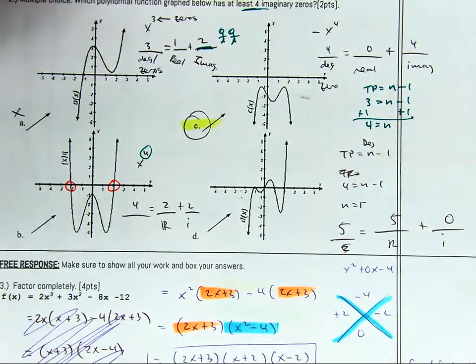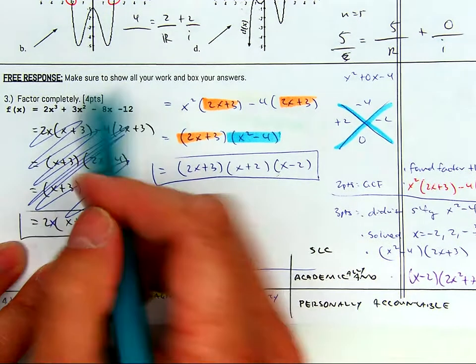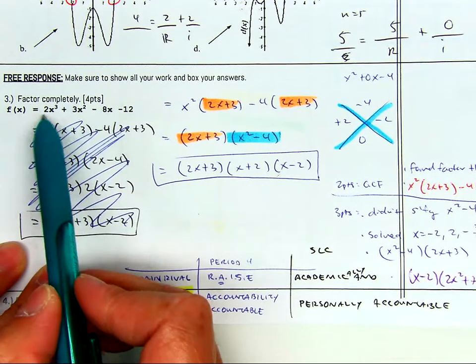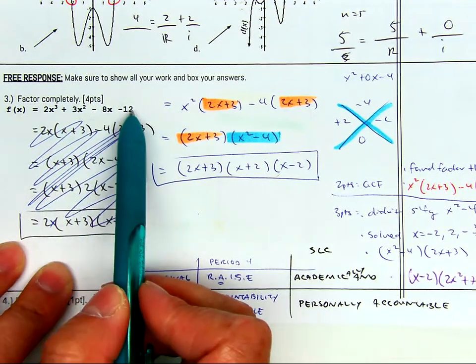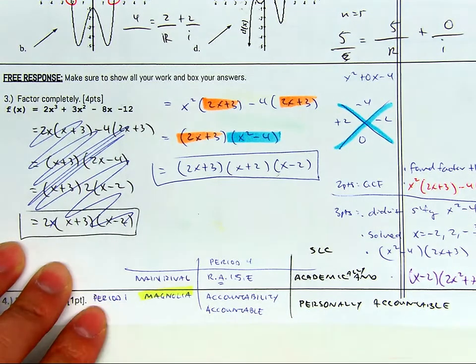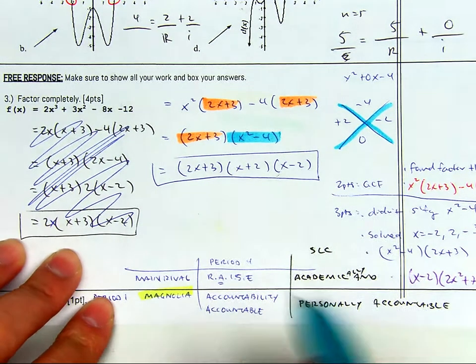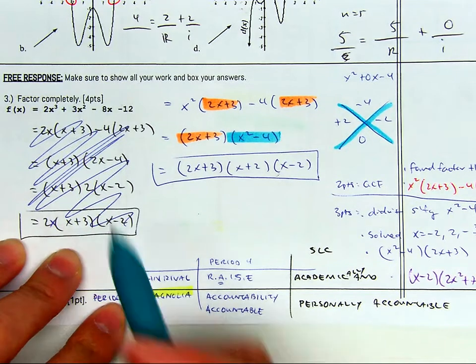Question number 3. It asks you to factor completely 2x to the third plus 3x squared minus 8x minus 12. I'm going to count the number of degrees, 1, 2, 3, 4. So I'm going to hope that we can factor this by grouping. If not, I can use the rational roots theorem. You can actually use both of these to solve the problem.